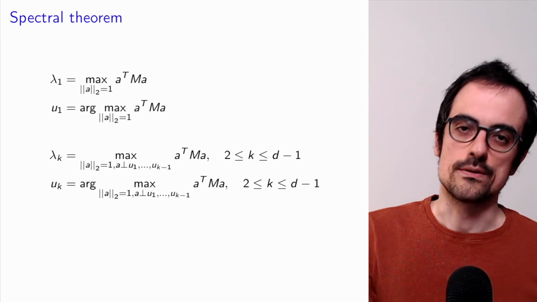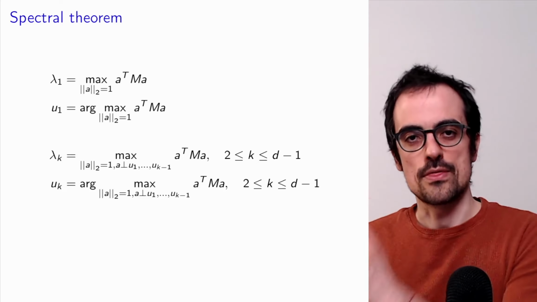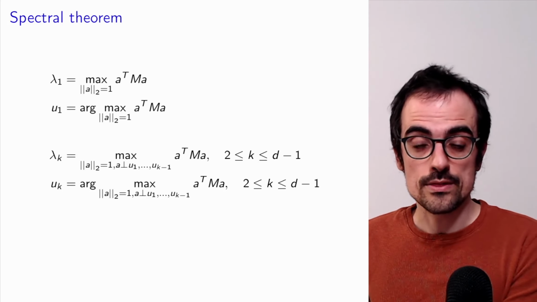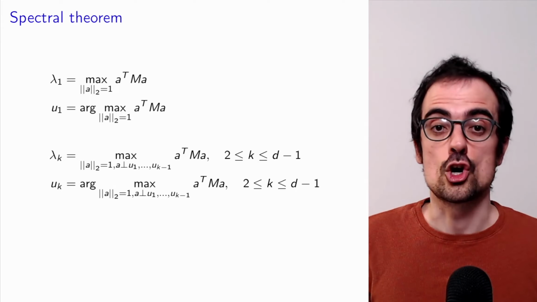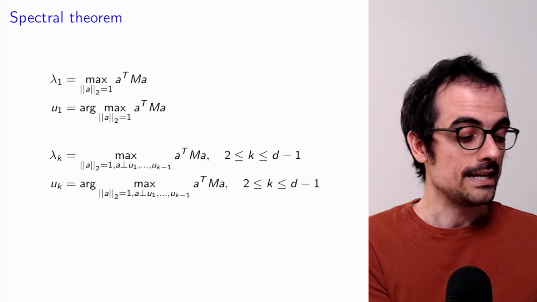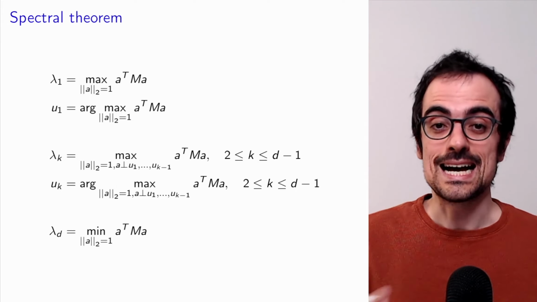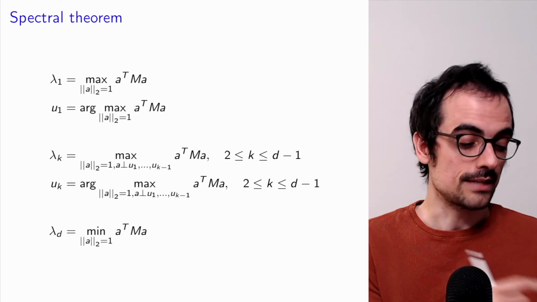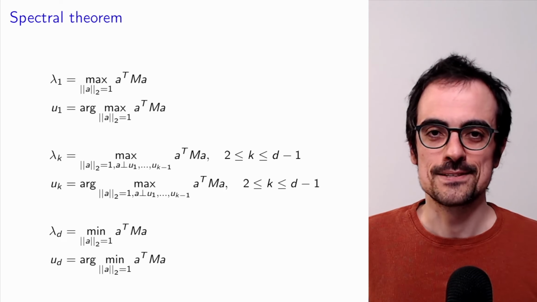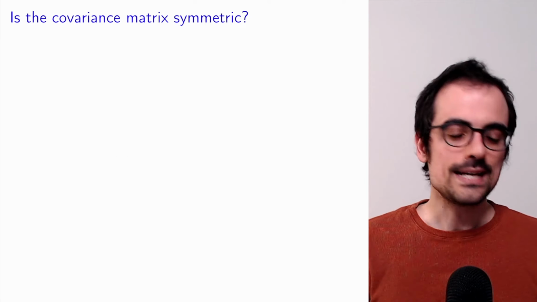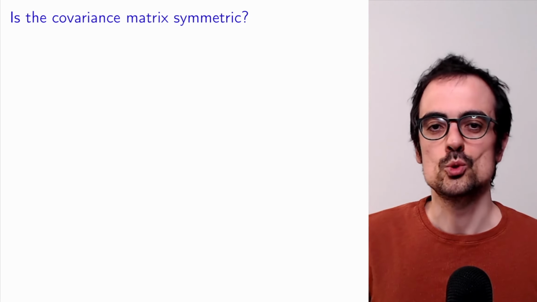If we're orthogonal to the first and second eigenvector, then the maximum is the third eigenvalue, and so on and so forth. The minimum of this function on the unit circle is the smallest eigenvalue, and that minimum is achieved in the direction of the corresponding eigenvector. This is great. Now we would like to apply this to the covariance matrix.